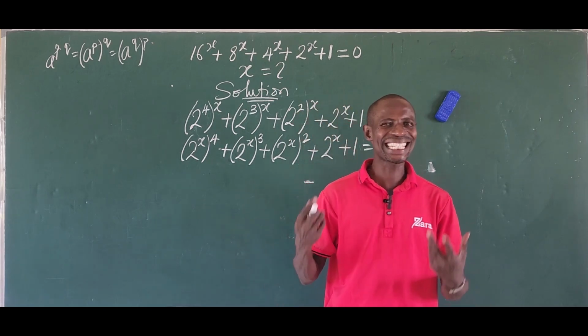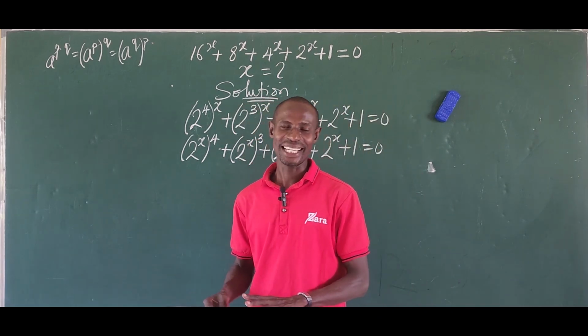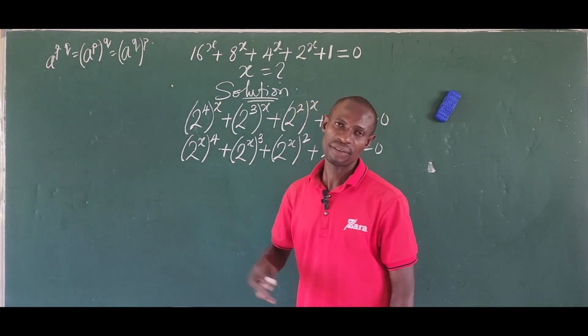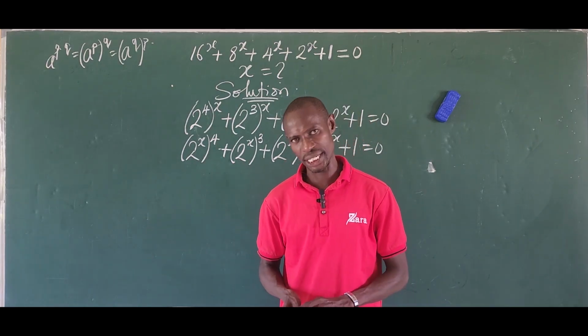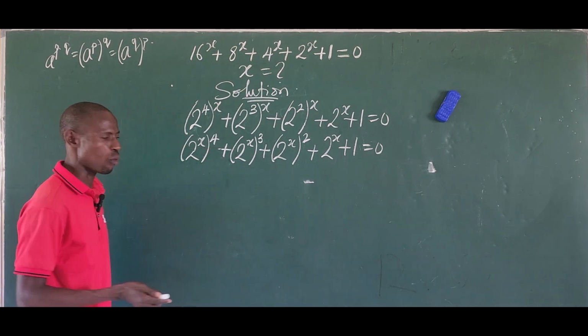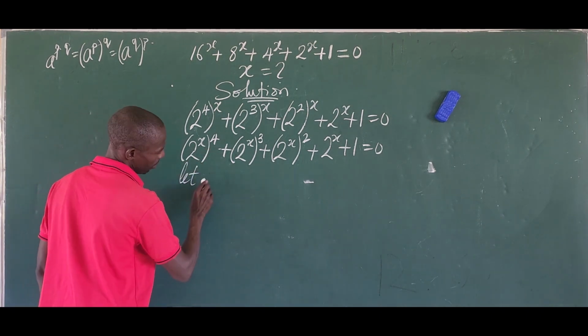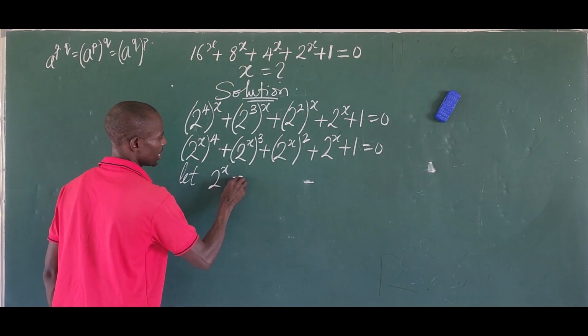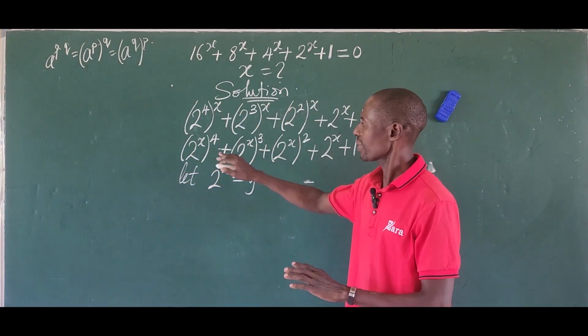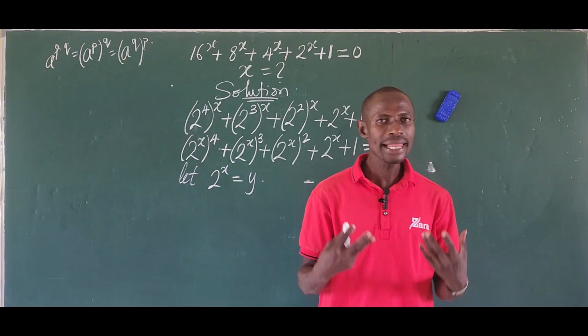Okay, so we're going to do a simple substitution here. Let's bring in another alphabet to represent this 2 to the power of x to give us a different equation. Let's take y, a letter close to our x. So let our 2 to the power of x be equal to our y. Wherever we see 2 to the power of x, we want to put in y.